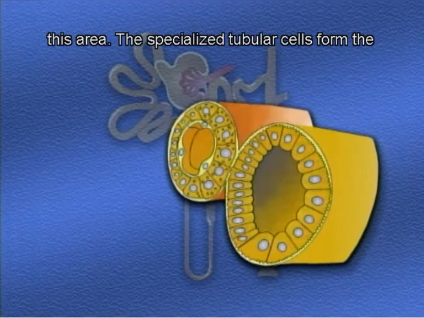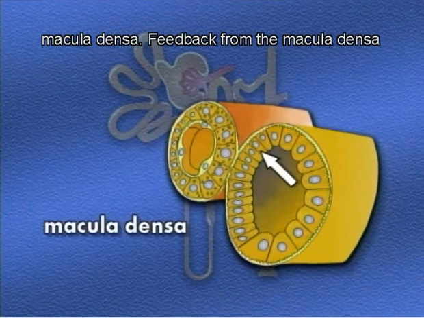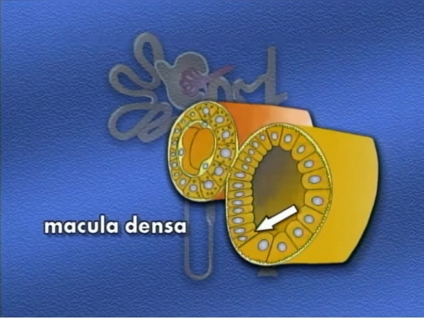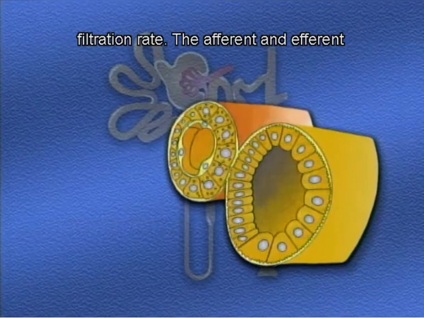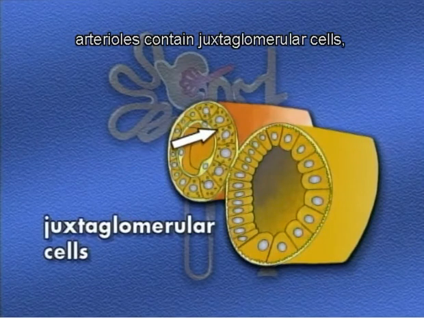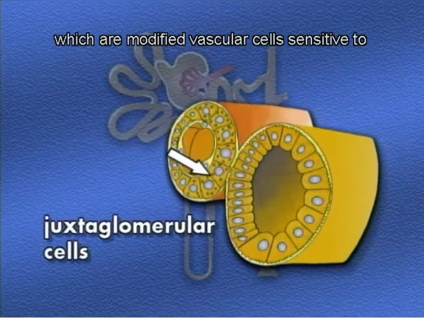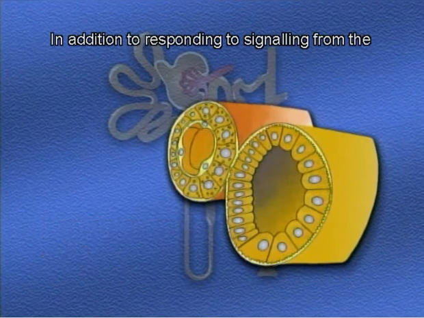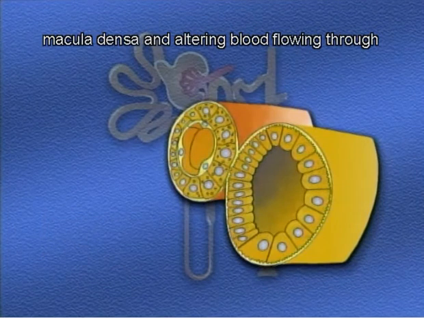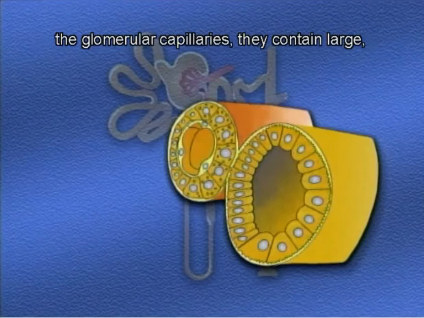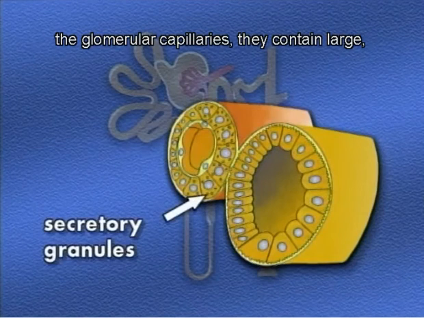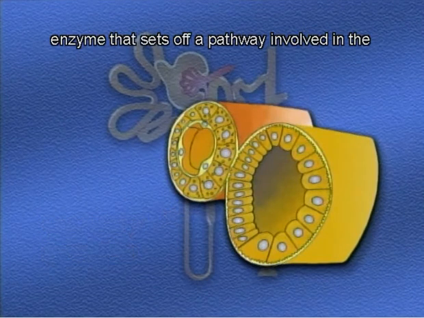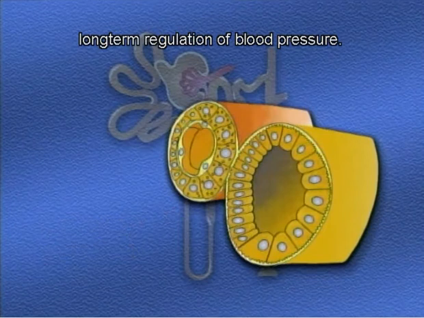The specialized tubular cells form the macula densa. Feedback from the macula densa to the arterioles provides signals to regulate the filtration rate. The afferent and efferent arterioles contain juxtaglomerular cells, which are modified vascular cells sensitive to macula densa signaling. In addition to responding to signaling from the macula densa and altering blood flowing through the glomerular capillaries, they contain large secretory granules containing renin. Renin is an enzyme that sets off a pathway involved in the long-term regulation of blood pressure.